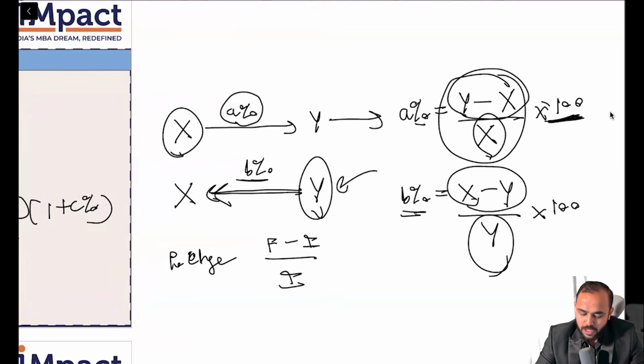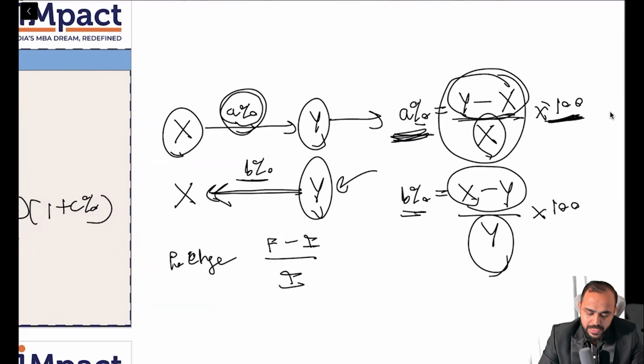Now if x is smaller and y is bigger, basically if a is a positive number, then wouldn't this percentage be higher than this percentage? Because this is y minus x by a smaller number, while this is x minus y, which is again y minus x negative, divided by y, which is a bigger number.